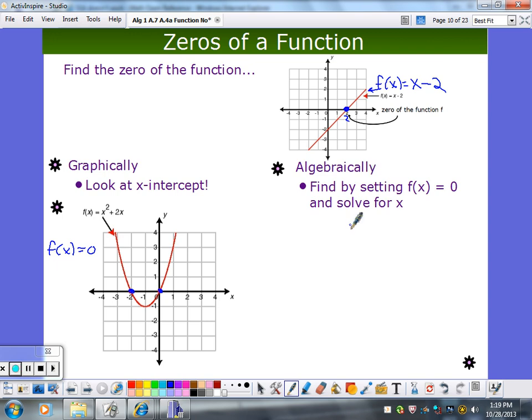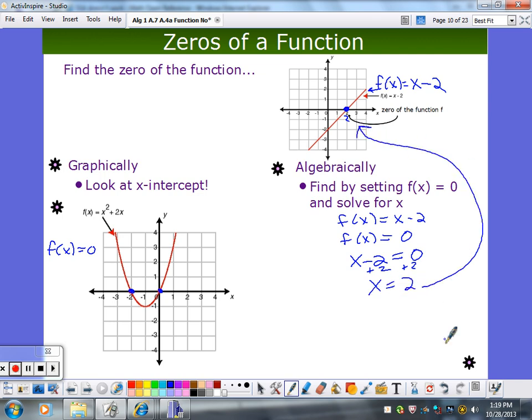So what do I do? Here's my f of x. And I want to set it equal to 0 so I can find where my zeros of the function are. So remember what we do here? You take f of x, set it equal to 0, solve it for x. x equals 2. Isn't that what we got up here? Yes. So how do you find the zero of the function? Set the function equal to 0, solve for x.